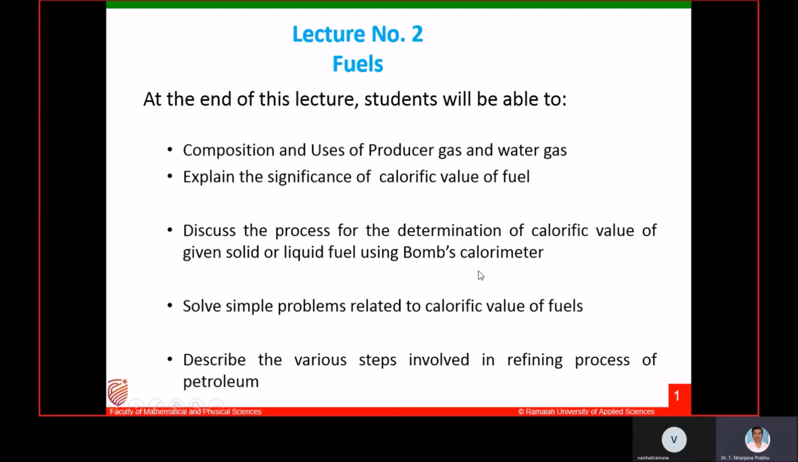And we will solve 2-3 problems related to this Bomb calorimeter experiment. And also we'll be discussing how refining is carried out to get different fractions from a petroleum oil or a crude oil.